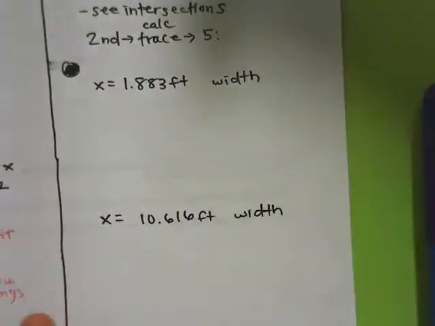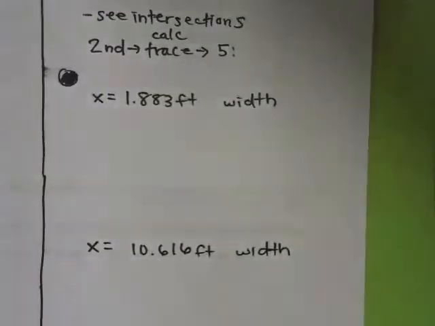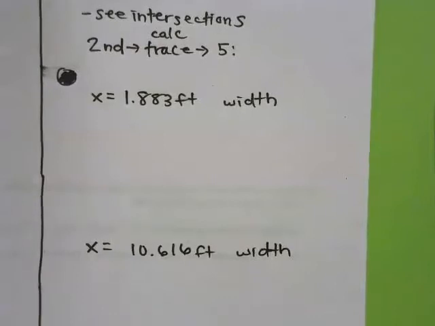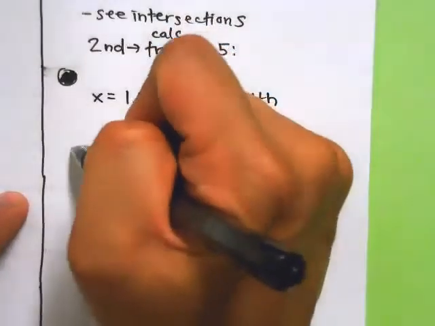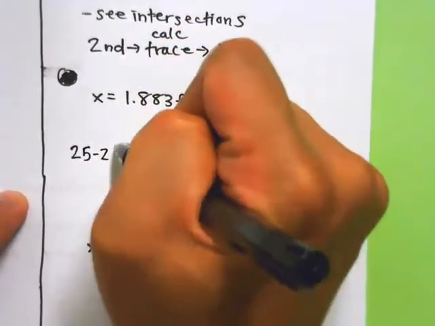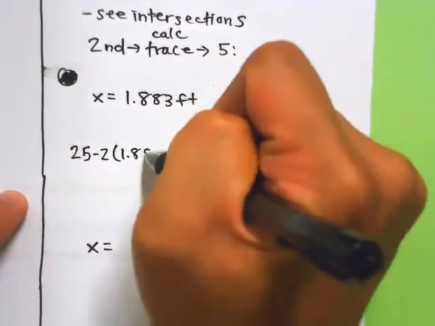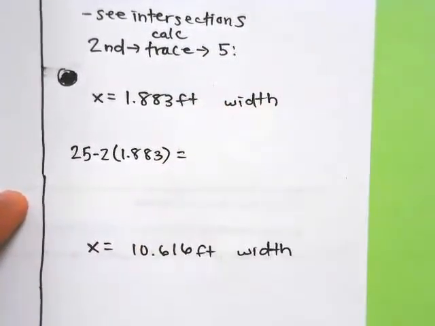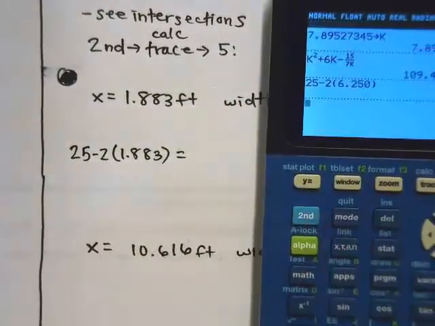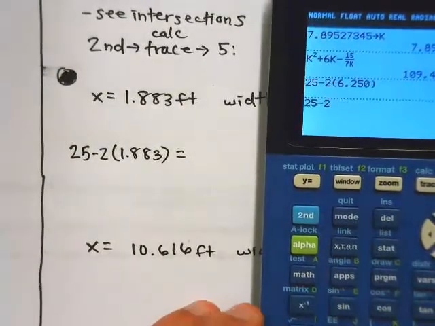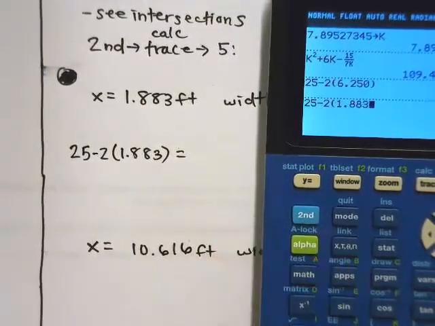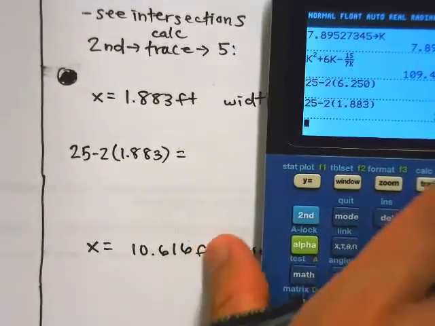Now this is just all calculation based. The question was asking at what lengths should the garden be. So if the width is going to be that, we're now going to take 25 minus 2x, with x being 1.883, and figure out the length for that one. Quit, 25 minus 2 times 1.883. Okay, 21.234.